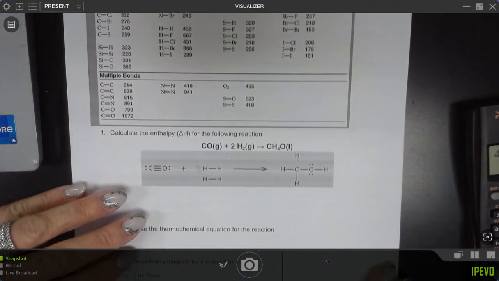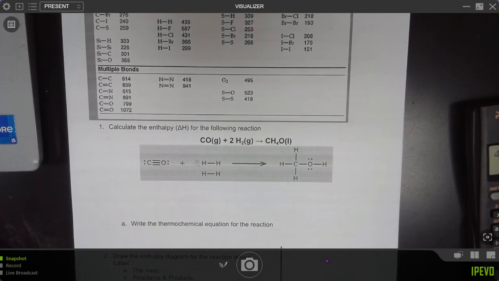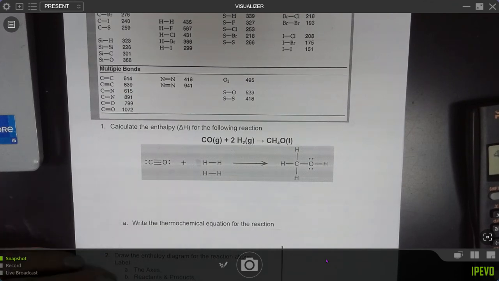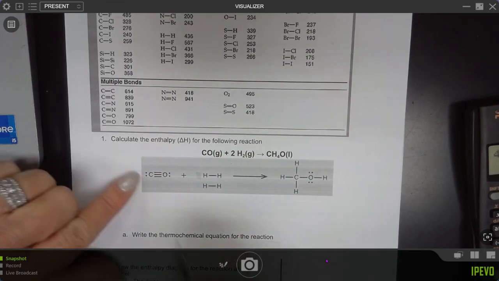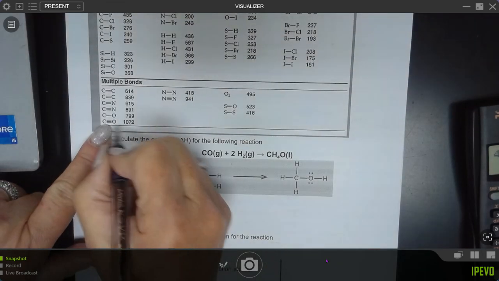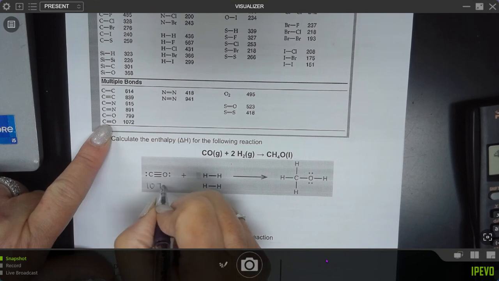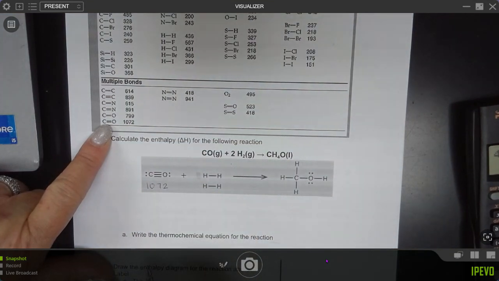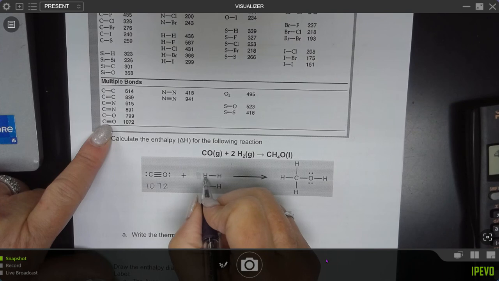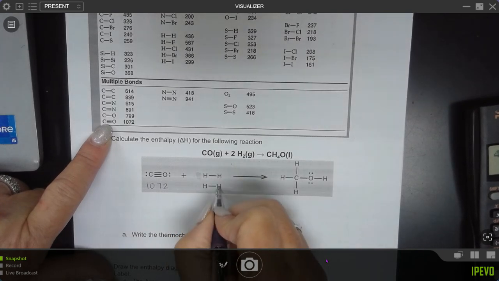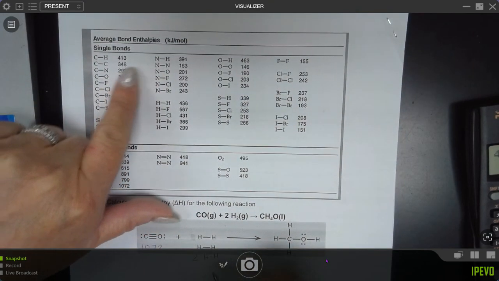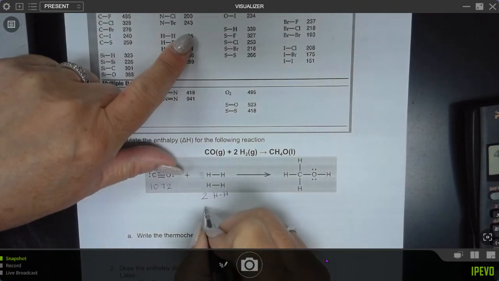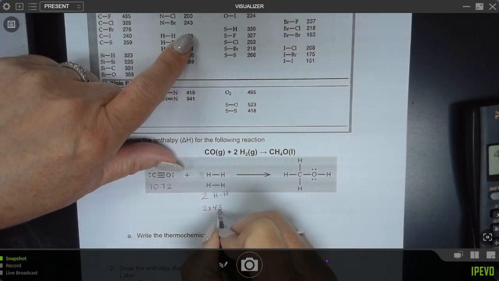Okay, now the back. So the beginning, I think, is easier, but then I think we just haven't done the bottom part. So we're going to talk ourselves through this. Here we have a carbon-oxygen triple bond. So that's 1,072 kilojoules per mole. Then we have hydrogen bonds. We have 2 of them. So hydrogen is 436. So 2 times 436.